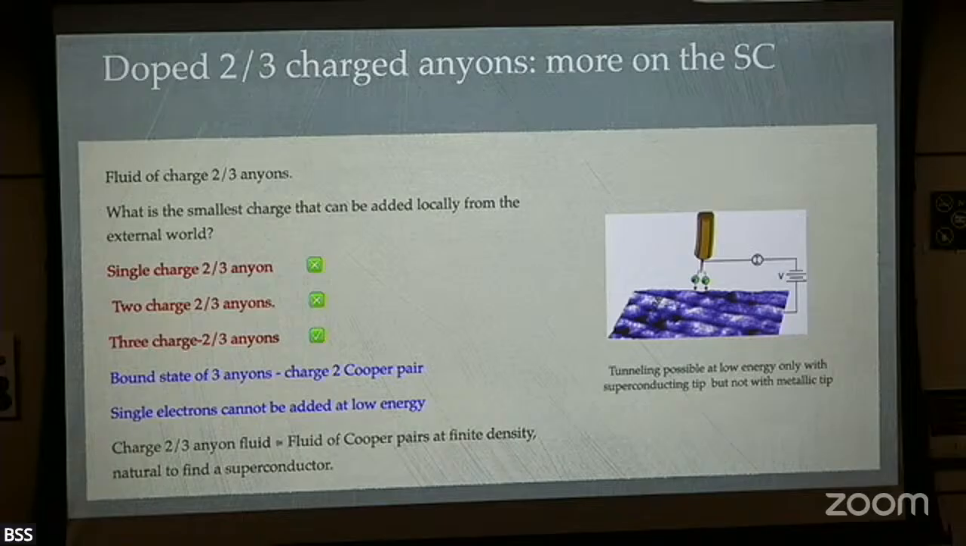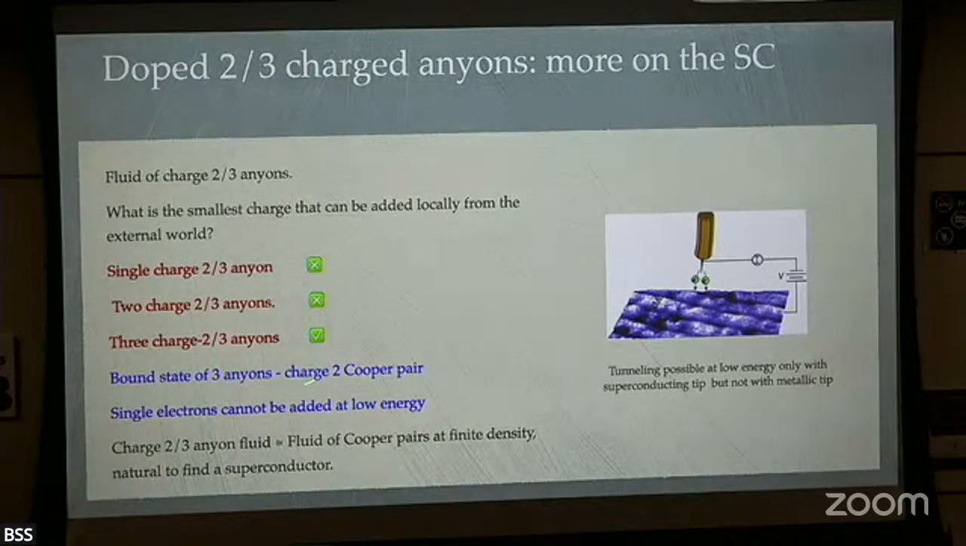Now let's ask the following question. What is the smallest electrical charge that I can add to the system locally coming from the external world? In the external world, I don't have anyons. I only have electrons or composites of electrons. So I definitely can't add a single charge 2/3 anyon. That's not a locally creatable object. It has fractional statistics, it has fractional charge. Now I can also not add 2 charge 2/3 anyons, because that also has fractional charge and fractional statistics. It's not a local object either.